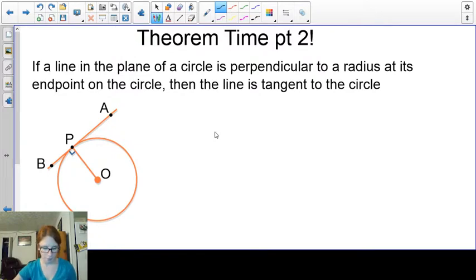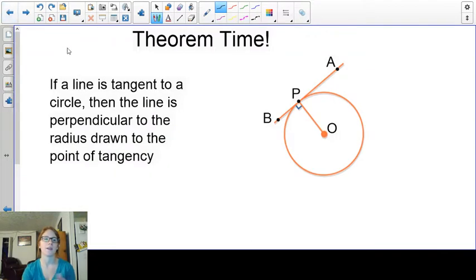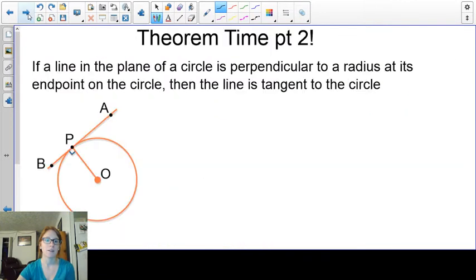Alright, theorem part 2. If a line in a plane of a circle is perpendicular to its radius at an endpoint on the circle, then the line is tangent. So this sounds very similar to my first theorem. My first theorem is saying that if it's tangent, it has to be perpendicular. This one is saying the opposite, that if it's perpendicular, then it is tangent. So it's showing that the theorem can work both ways.